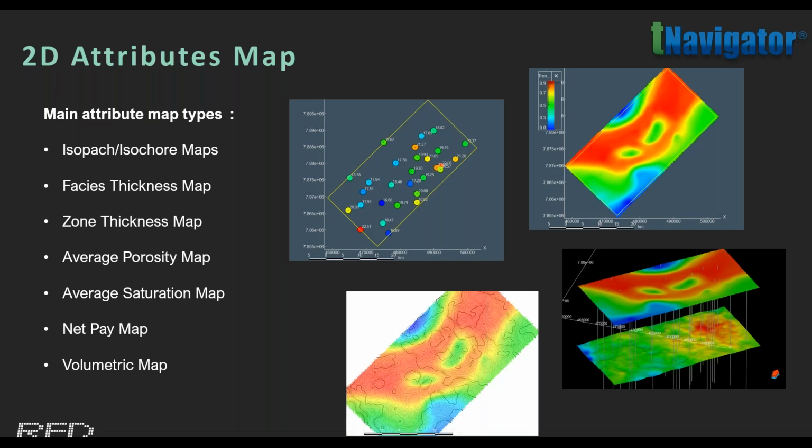And what you need to do is create well attributes, right? And then interpolate them using different algorithms. And then, of course, you can always use it in a 3D window like this, combine it with your depth structure, or overlay it in a classical 2D map view like this, where you can see the depth structure contour overlying the color of your attributes map. So these are all possible and can be done within tNavigator.